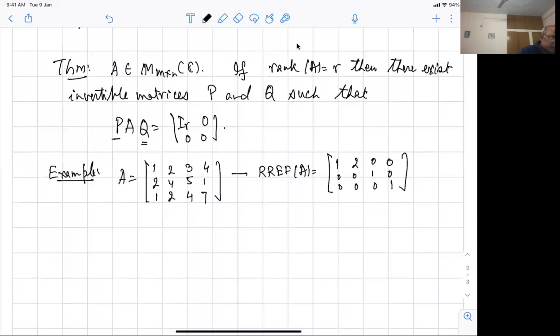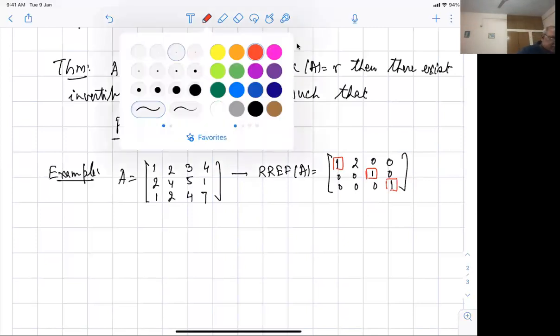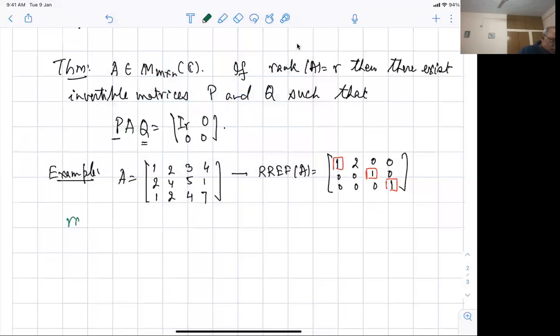So you can see that there are how many pivots? There are 3 pivots. Pivot 1, pivot 2, pivot 3. So the rank of A is 3. So I have got somehow identity coming into play. All right. So if I want to relate this idea, then I need to find P A Q to look like I3 and 0. This is what I want. Fine. Because there's nothing below, there are only 3 rows.